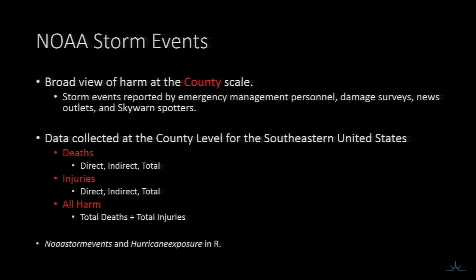So for external validation, we're looking at 2 different sources. We're looking at NOAA storm events as well as North Carolina death certificates. For NOAA storm events, these are a broad view of harm at the county scale across the Southeast. These are storm events that are collected and looked at by news outlets, Skywarn watchers, and damage surveys across the Southeast to validate if a storm occurred and what kind of harm was done. For this, we're looking at deaths and injuries, both directly and indirectly caused by a storm event. And then from there, we're able to sum those together to find total harm for a region.